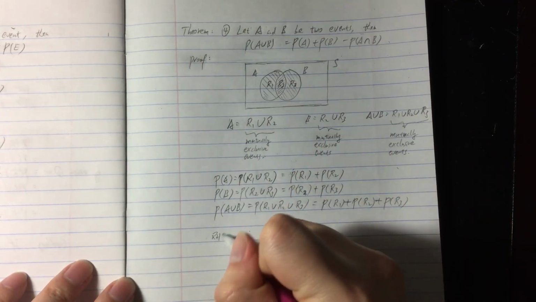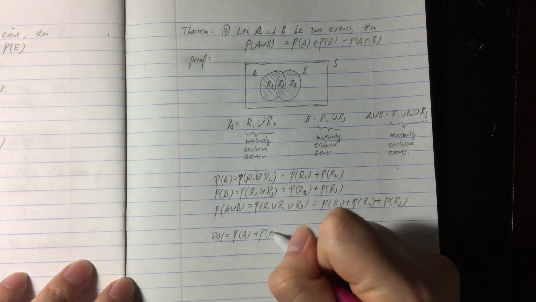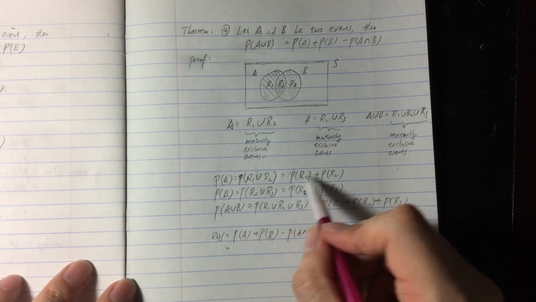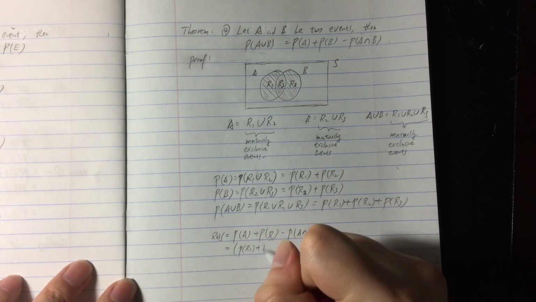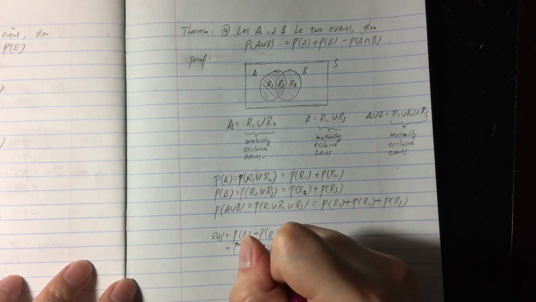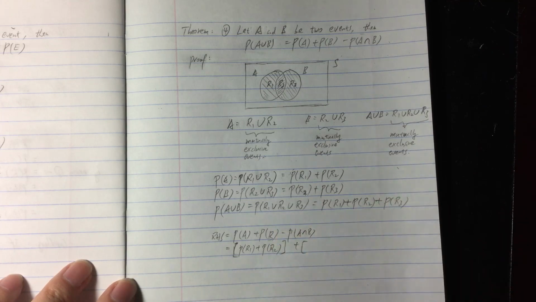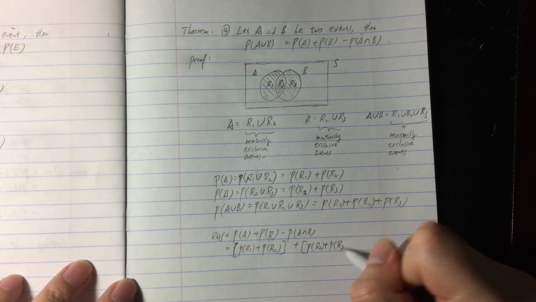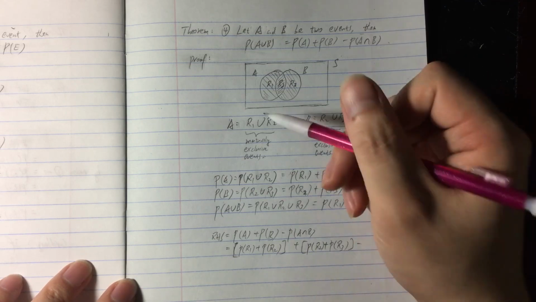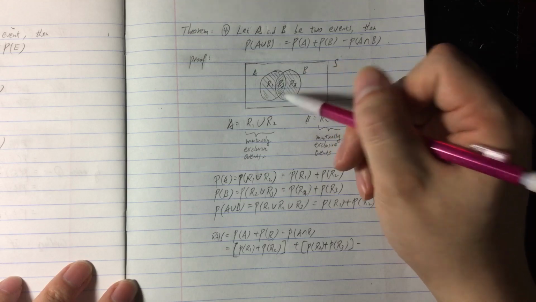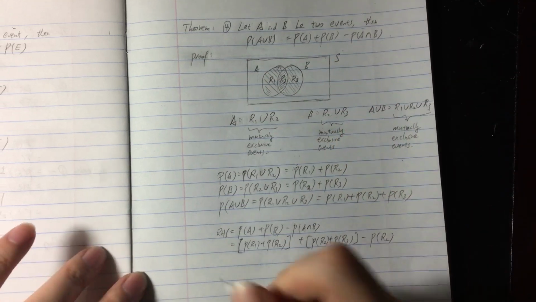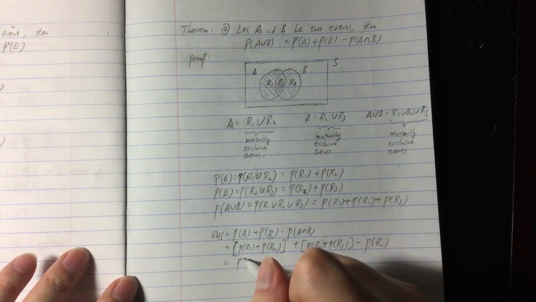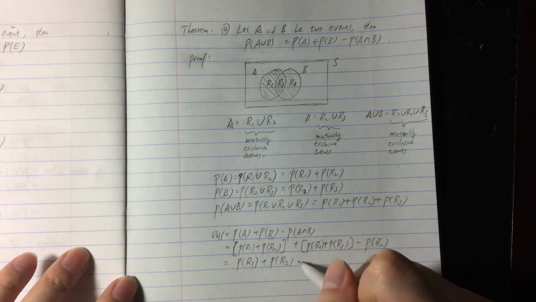The right hand side is probability of A plus probability of B minus probability of A intersection B. Probability of A is probability of R1 plus probability of R2. Probability of B is probability of R2 plus probability of R3. Minus probability of A intersection B. A intersection B is the same as region 2. So that's minus probability of R2. If I combine like terms here, the R2 terms get cancelled. What's left is probability of R1 plus probability of R2 plus probability of R3.